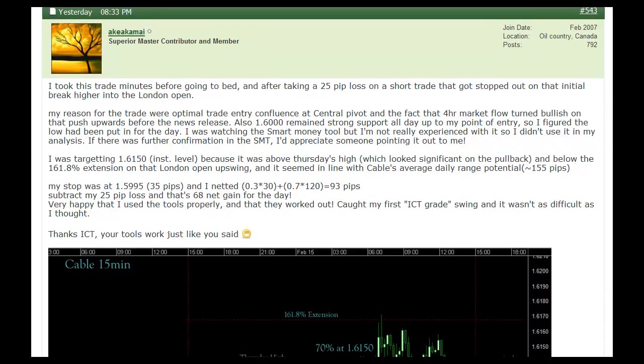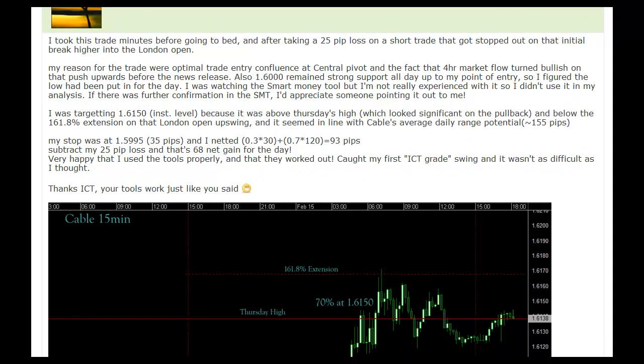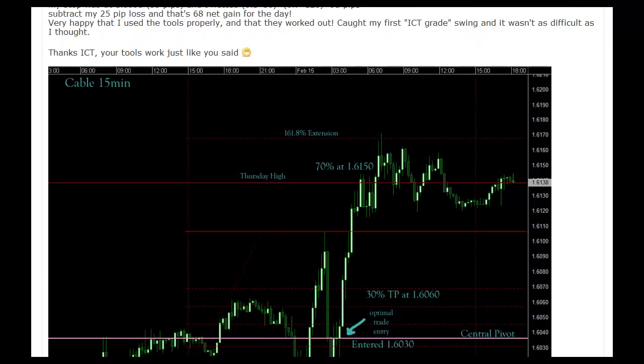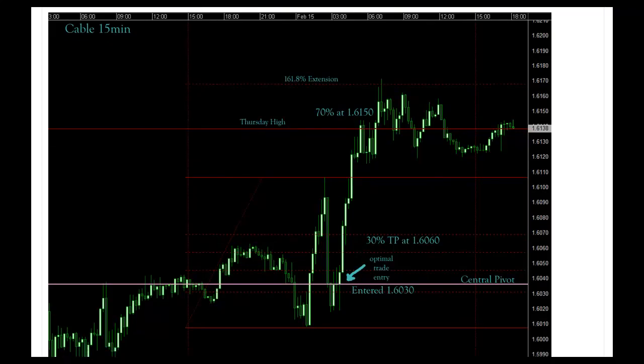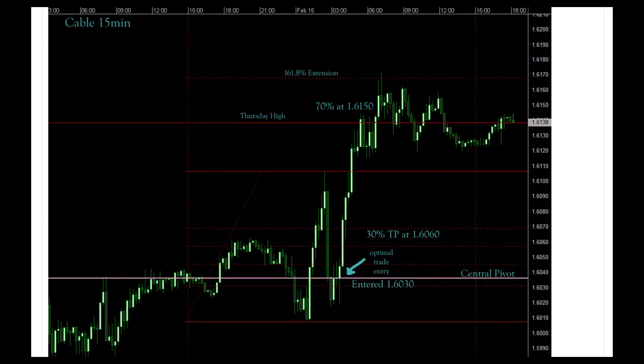Excellent, excellent, excellent trade. I love the clarity of your example here. Your chart is beautiful, very clean. It's very crisp. Every level you can see, and all the analysis tools are superb, excellent.